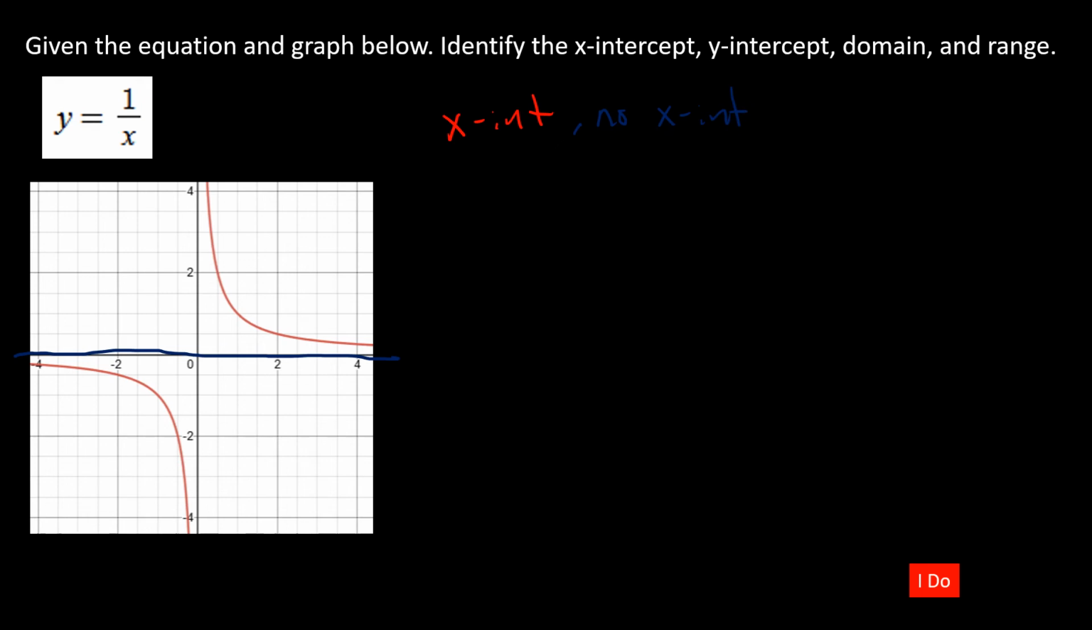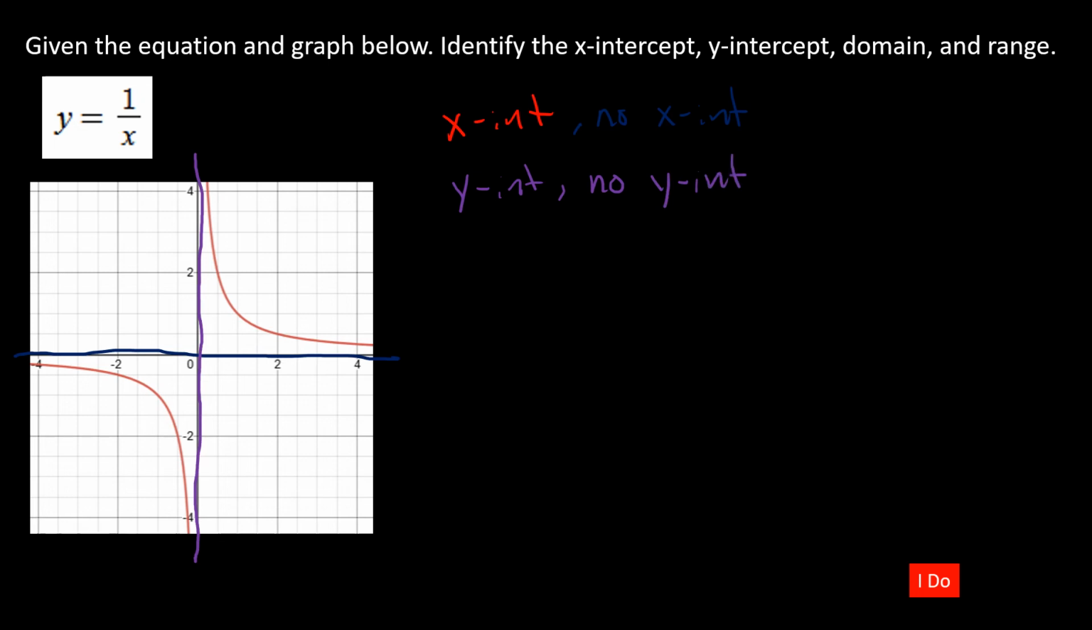For our y-intercept, I'm going to color this in purple. As the red lines go forever up and down, they will get real close to the purple line, but they'll never touch. So for that y-intercept, there is no y-intercept.